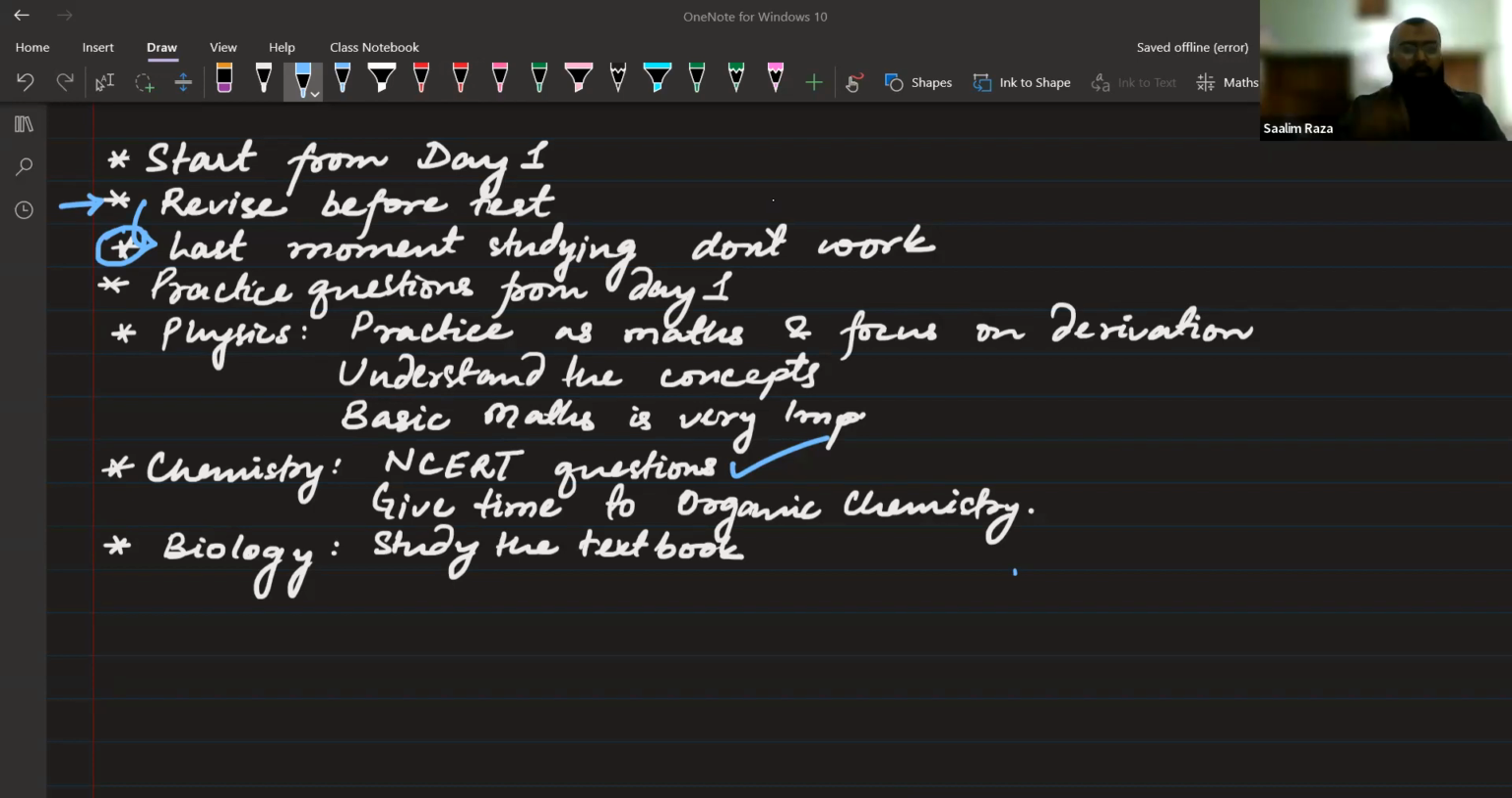The last step regarding biology is that you have to study the textbook. Okay, you have to read the textbook a lot. So these are the points. If you want to write some points, then please write them and paste them on your wall or study table wherever you study, so that you don't forget any one of these.